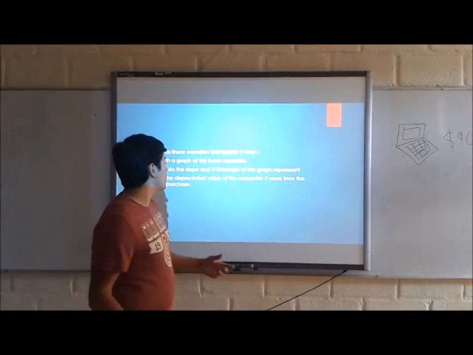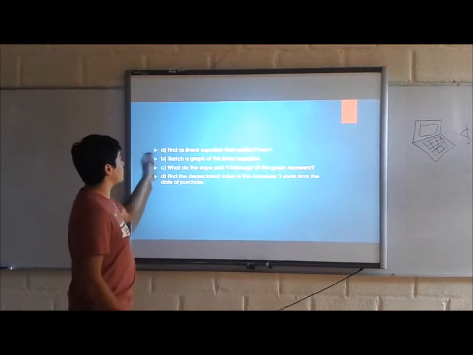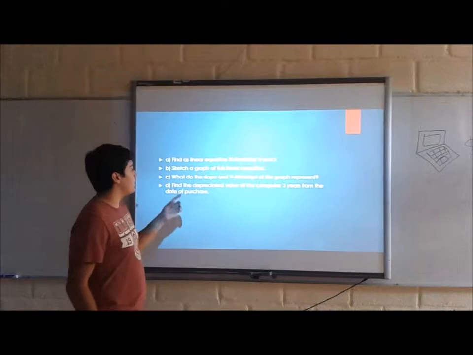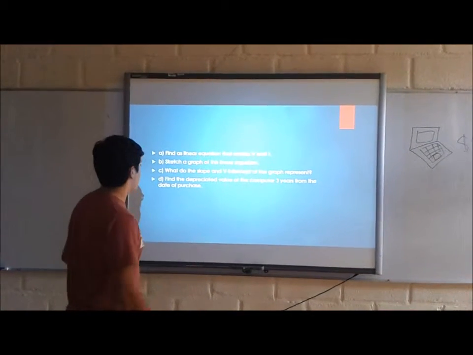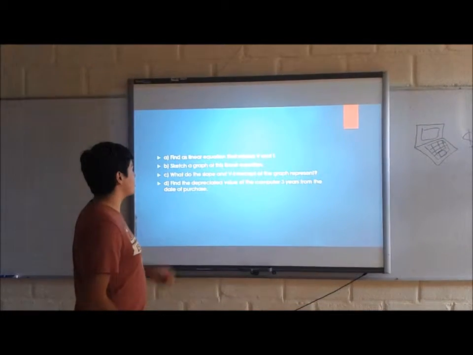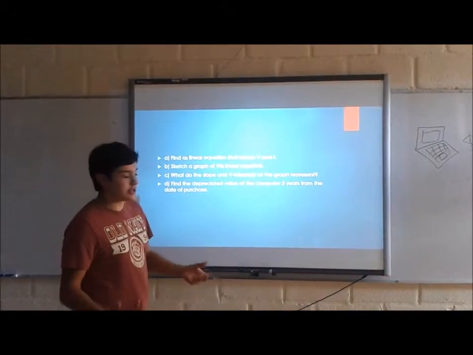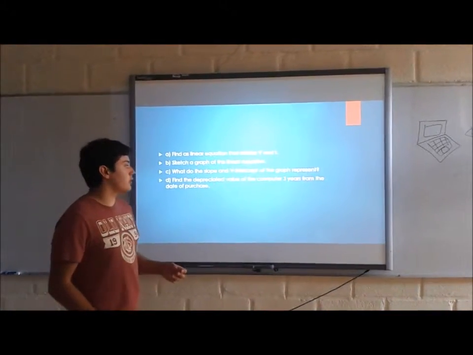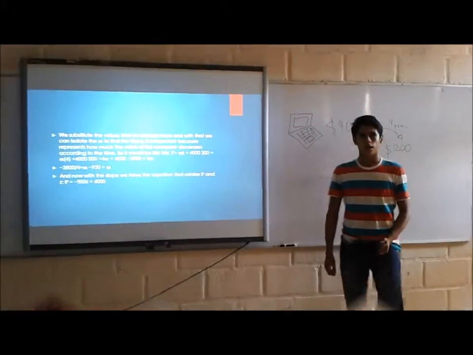What we need to do is find a linear equation that relates B and T, then sketch a graph of this linear equation, then say what the slope and the intercept of the graph represent, and find the depreciated value of the computer 3 years from the date of purchase.